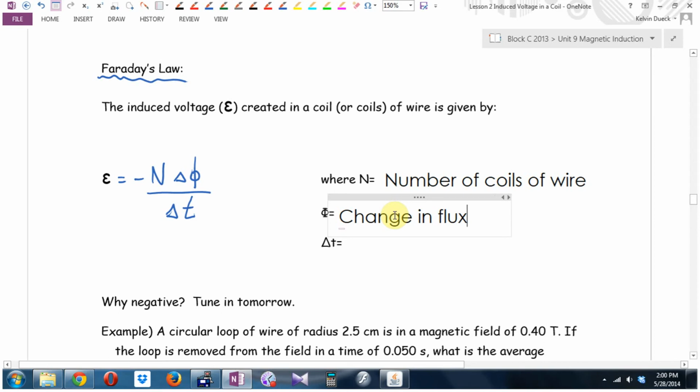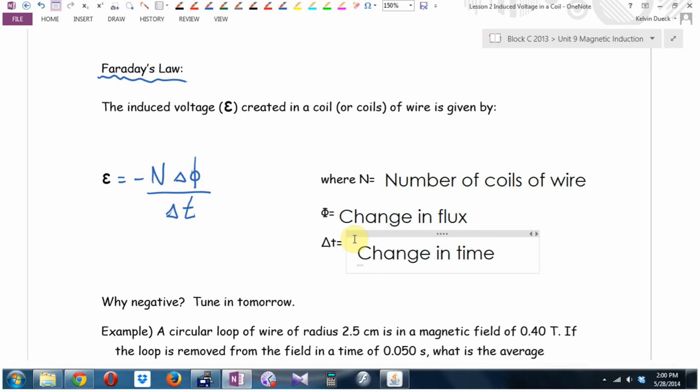What's change in anything? Final minus initial. And delta T is, hey, that hasn't changed. Change in time. Ashley, why negative? Can I tell you next class?